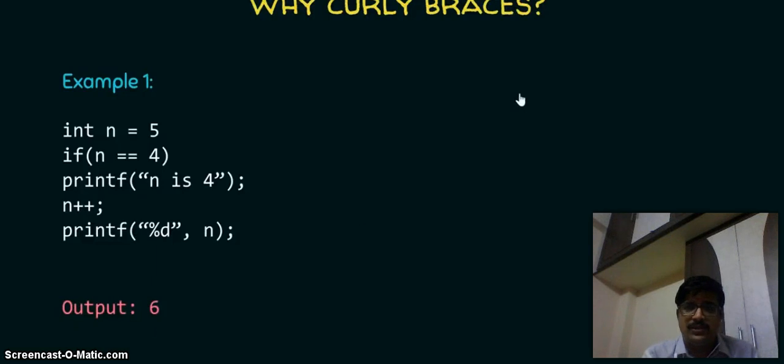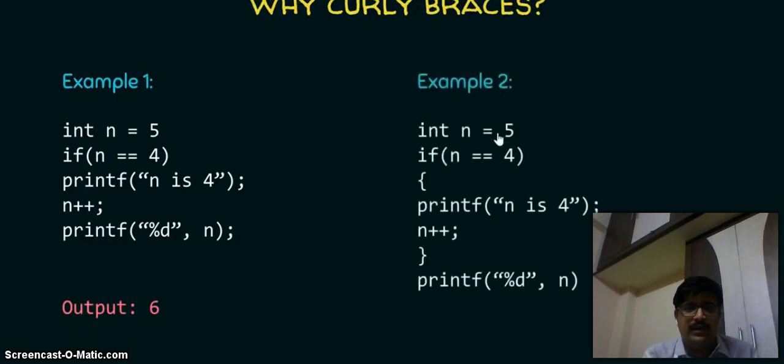Okay, now let's consider one more example here. Int n equals 5. Here I am putting the curly braces. So if this condition is false, then this will not be executed. But if it is true, this will be considered. Anyway, this curly brace is having both the statements. So if this condition is not true, then n plus plus will never get executed. Here in this example, n is not equal to 4, therefore this n plus plus will not get executed because that is a part of the condition. So the output is 5.